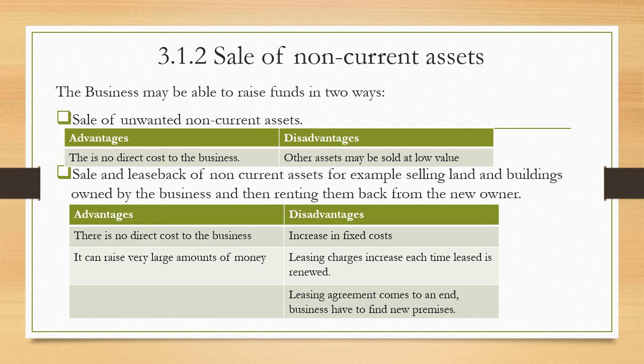Disadvantages could include increased fixed costs, for example, electricity, for example, water. The other disadvantage is that leasing charges increase each time the lease is renewed. Then the third disadvantage or limitation could be the fact that the leasing agreement may come to an end. The business may have no premises at all.